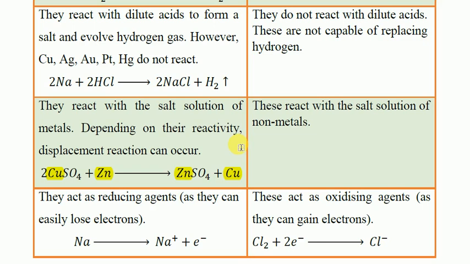Once again: metal oxides are basic in nature, non-metal oxides are acidic. Metals react with acids to produce hydrogen gas; non-metals cannot. Metals undergo displacement reactions; non-metals generally do not. Metals are electropositive, non-metals are electronegative. Metals act as reducing agents, and non-metals act as oxidizing agents.